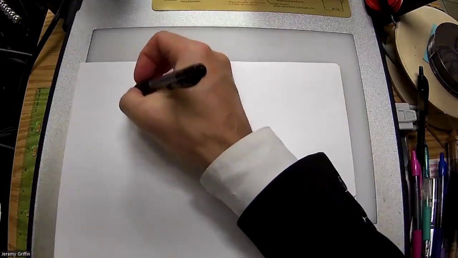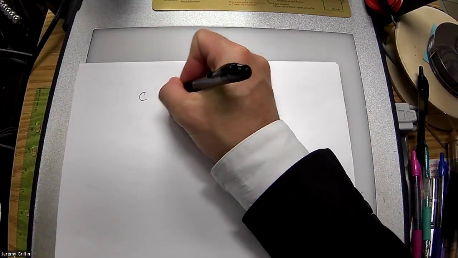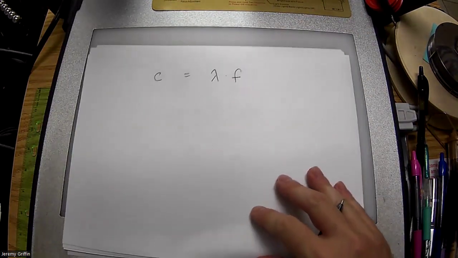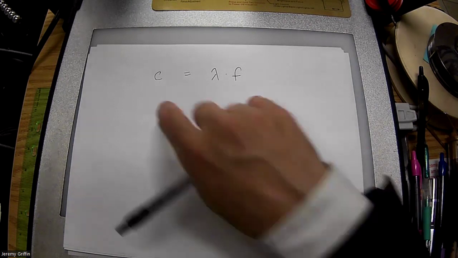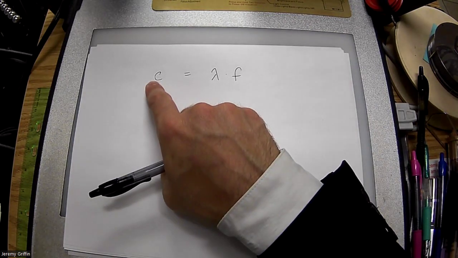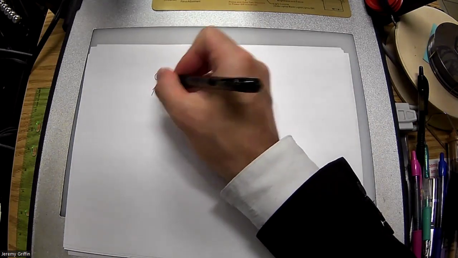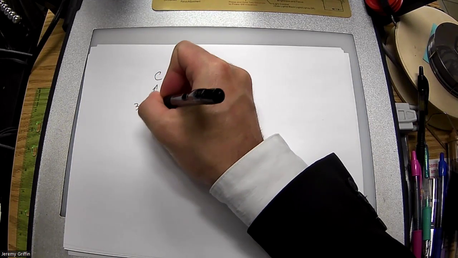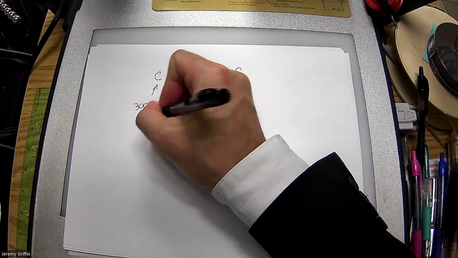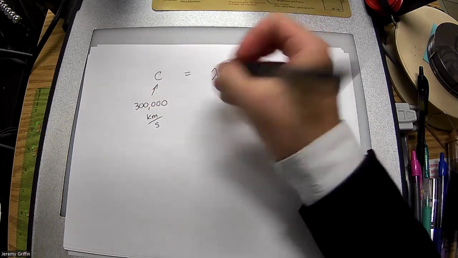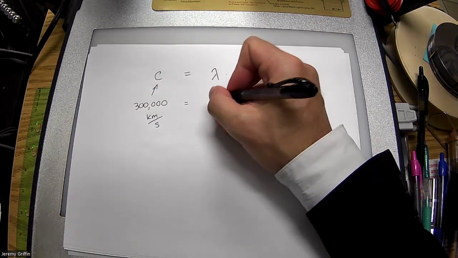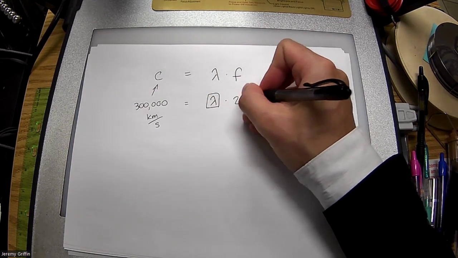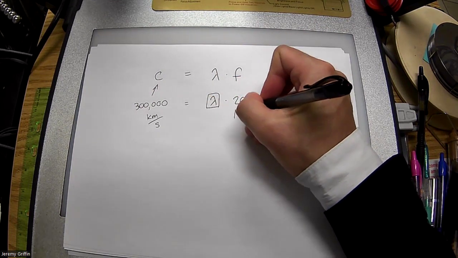We have to break out the same wave formula. Speed equals wavelength times frequency. Of course, you guys have that written down because we were just using that, except I made a modification. I'm using a special speed of light. They gave us the number 300,000, and the unit is kilometers per second. The wavelength is what we're trying to get, and the frequency, they said, is 200 megahertz.